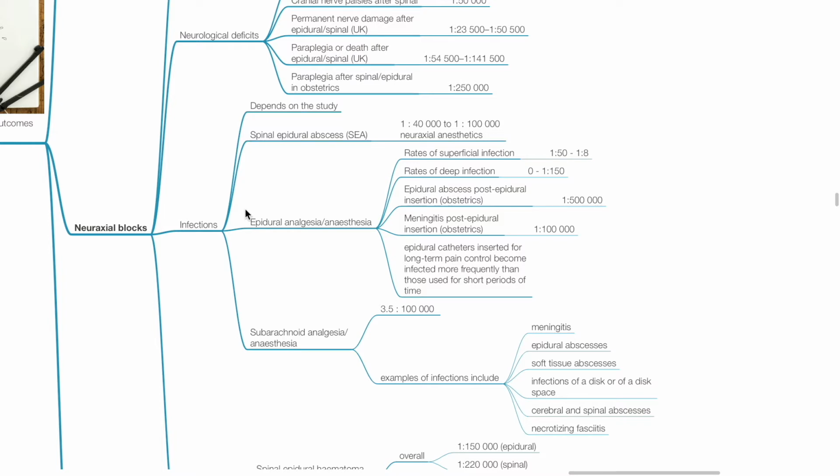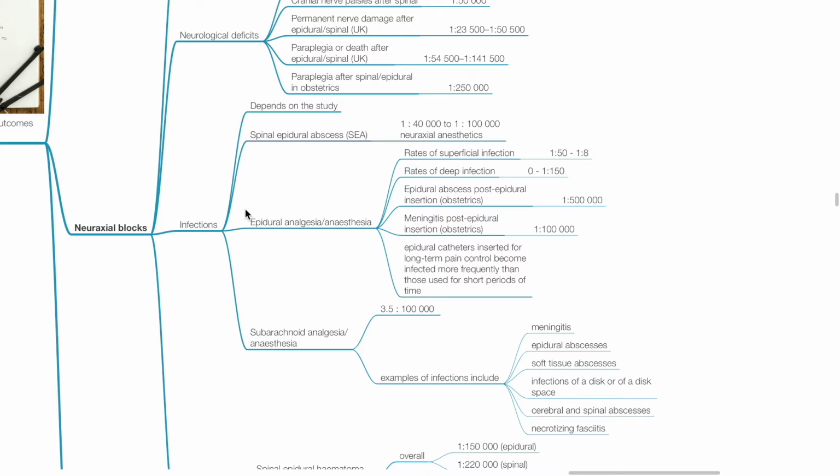Epidural abscess post-epidural insertion in obstetric patients, 1 in 500,000. Meningitis post-epidural insertion in obstetrics, 1 in 100,000. Epidural catheters inserted for long-term pain control become infected more frequently than those used for short periods of time. For subarachnoid analgesia or anesthesia, the infection rate is 3.5 patients in 100,000.